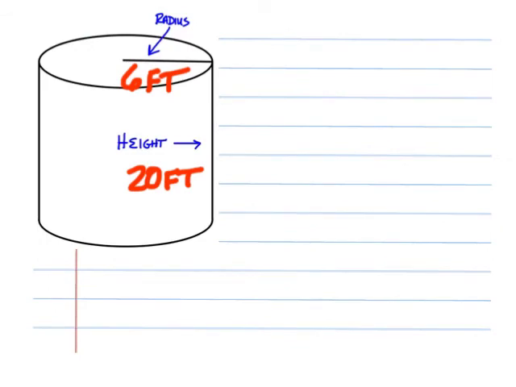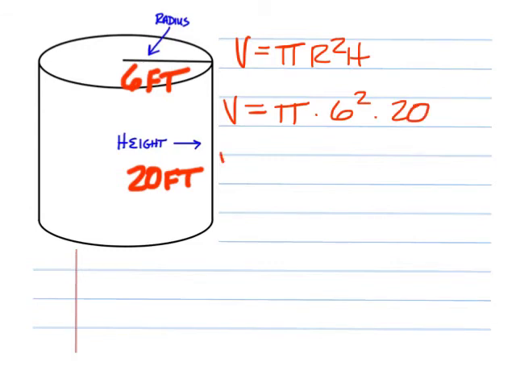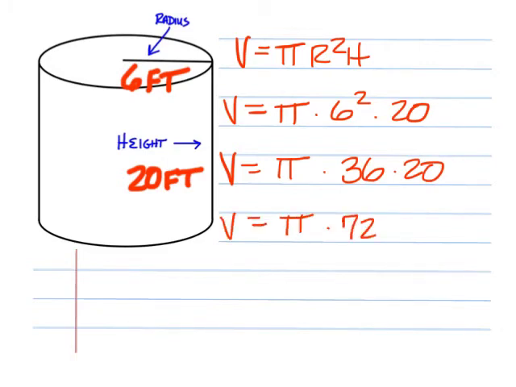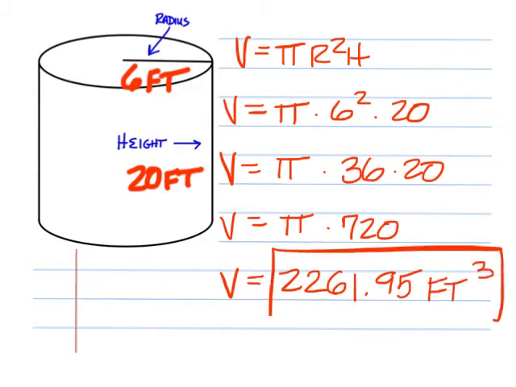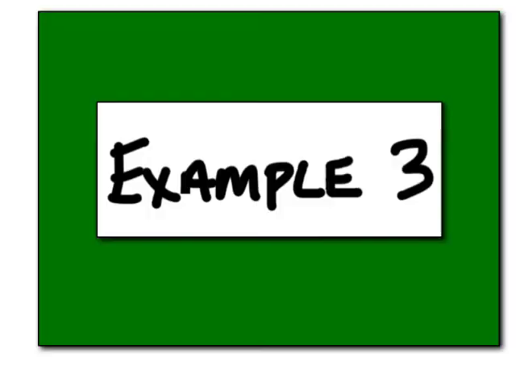Solution for practice 2. Write out the formula first. V equals pi r squared h. Plug in what you know. R is 6. We square it. And h is 20. Simplify by squaring the r, which is 36. Now multiply 36 by 20 to get 720. And now you can find the final answer by doing pi times 720, which is 2261.95 feet cubed. If you have this, come and get it.